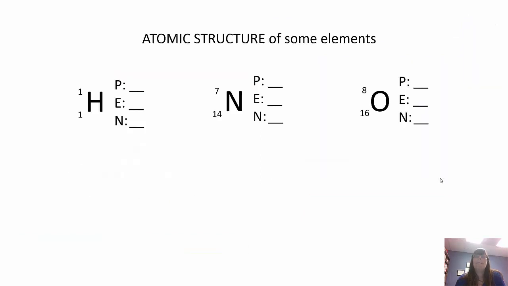So try these real quick. Hydrogen, how many protons, electrons, and neutrons? Hopefully you said 1 proton, 1 electron. Now this can be a little tricky. The atomic mass is 1, and there's 1 proton. So 1 minus 1 is 0. So that tells you there are no neutrons in hydrogen.